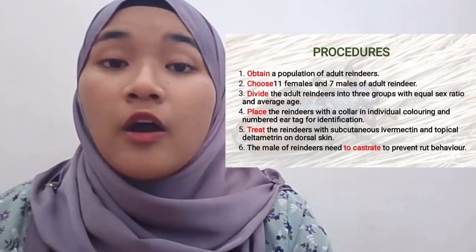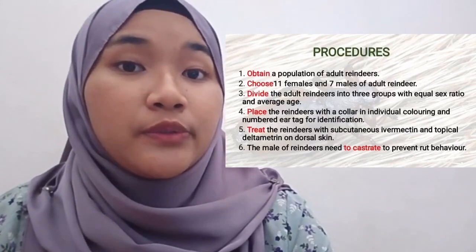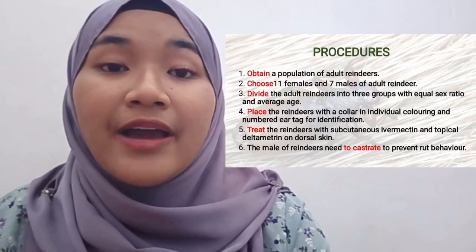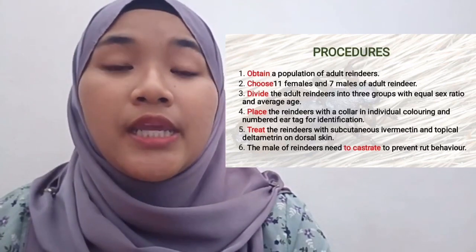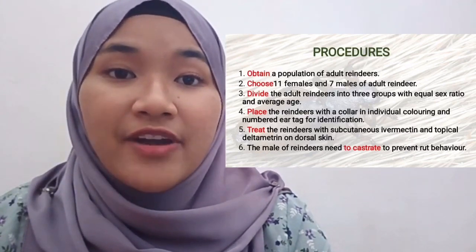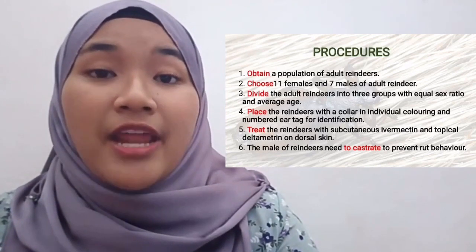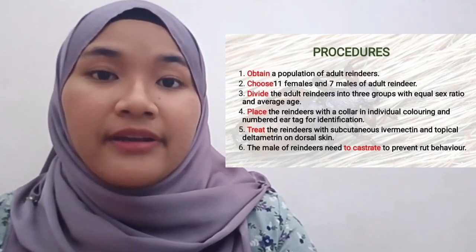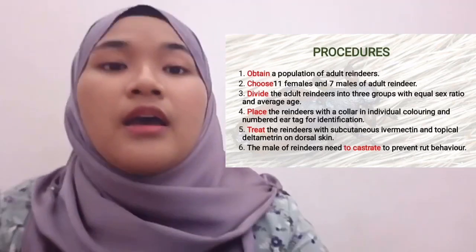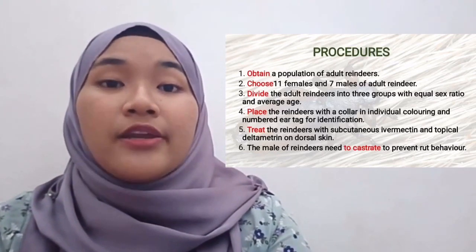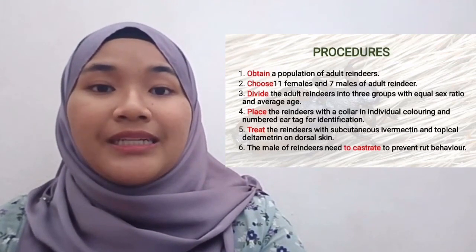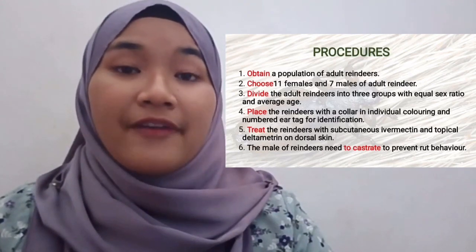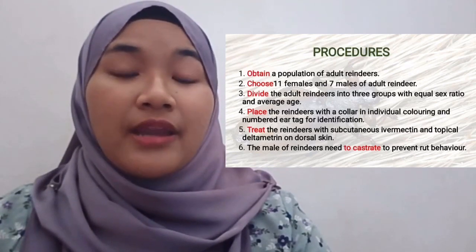Procedures. Number 1. Obtain a population of adult reindeer. Number 2. Choose 11 females and 7 males of adult reindeer. Number 3. Divide the adult reindeer into 3 groups with equal sex ratio and average age. Number 4. Mark the reindeer with individual coloring and a numbered ear tag for identification. Number 5. Treat the reindeer with subcutaneous ivermectin and topical deltamethrin on the dorsal skin. Number 6. The male reindeer need to be castrated to prevent rut behavior.